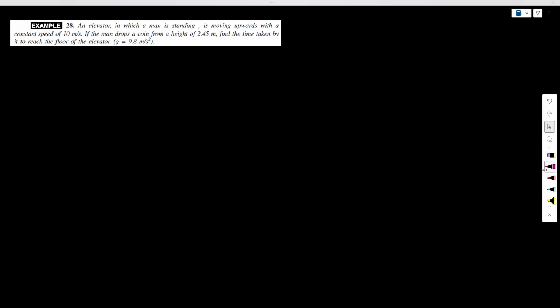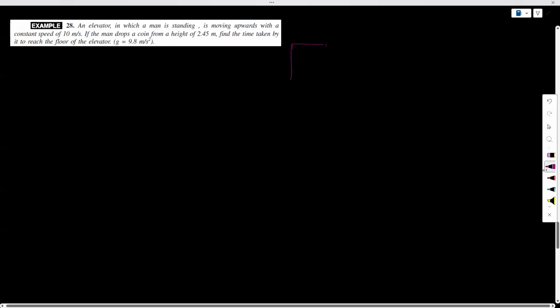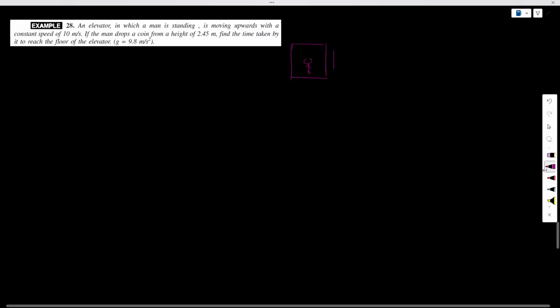Today, we are going to look at the example where a person is standing in an elevator which is moving at a constant speed of 10 meters per second upwards. So there is a person inside the elevator, and that elevator is moving up with a velocity of 10 meters per second. So that means that person is also moving up with a velocity of 10 meters per second.